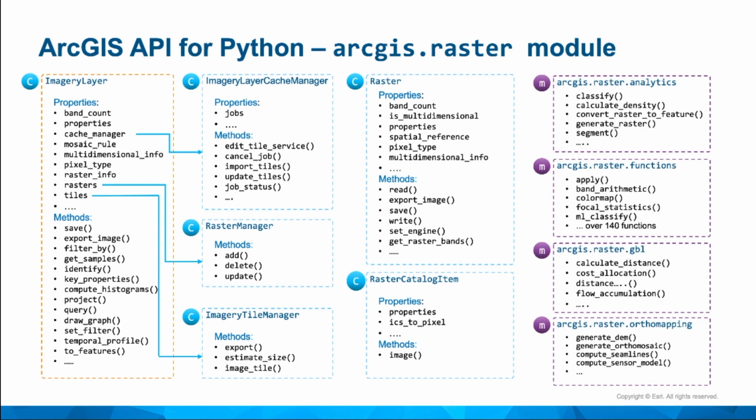Then, shown here in purple are submodules within the raster module. These submodules each contain numerous functions that allow you to model the problem you're trying to solve and compute on it. You can perform both on-the-fly computation for visualization as well as distributed computation for persistent data products. So in this talk, we will focus on the imagery layer and analytical functions from these submodules. Now, let's take a quick look at a Hello World example to see the Python API in action.